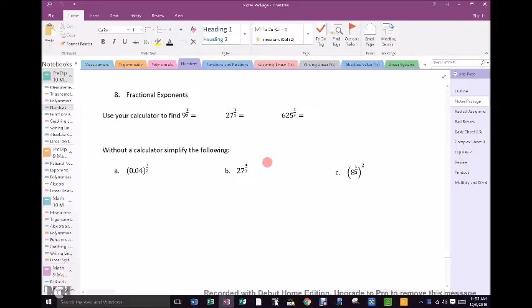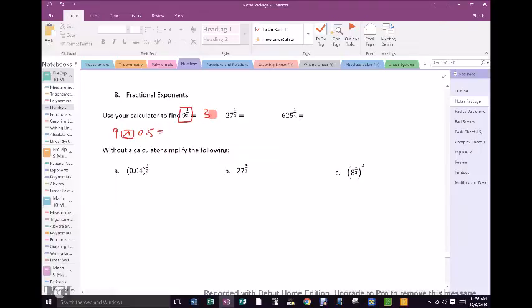You all know how to do this with your calculator. I would like for you to do this now. Take your calculator and enter that. How do you put that in your calculator? 9 exponent button 0.5 equals. Tell me what you get.